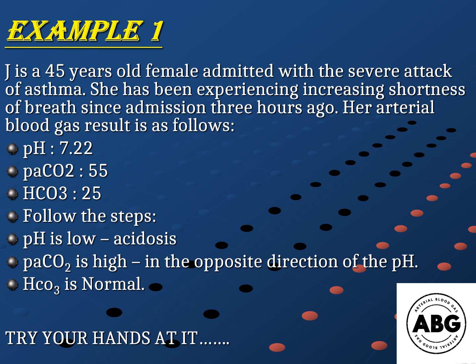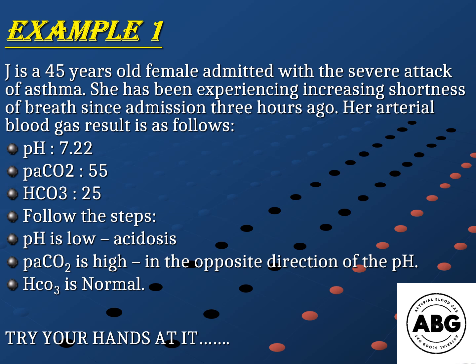pH is low, acidosis. PaCO2 is high, in the opposite direction of the pH. HCO3 is normal. Try your hand at it. Here's a clue. Since the pH is acidosis and the PaCO2 is high, in the opposite direction of the pH, it suggests that the acidosis is caused by a respiratory problem.